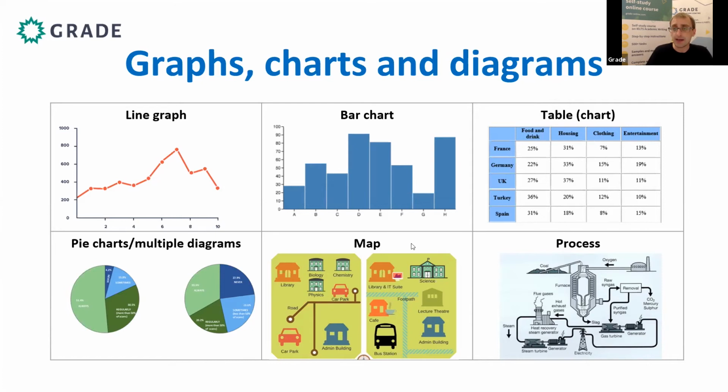And the 2 final tasks will be a map. This is basically about one location or place. This could be a map of this place in the past and now, or now and in the future, or in the past and in the future. Usually this is about 2 maps, but sometimes about 3 maps. And process, which is something that some of you call the flow chart. This is another type.